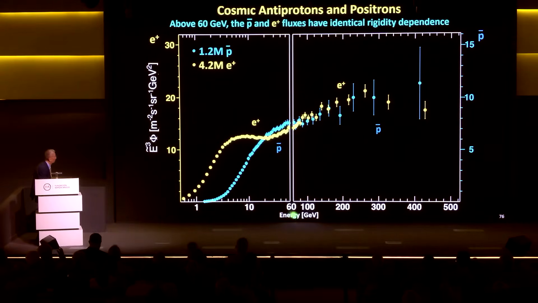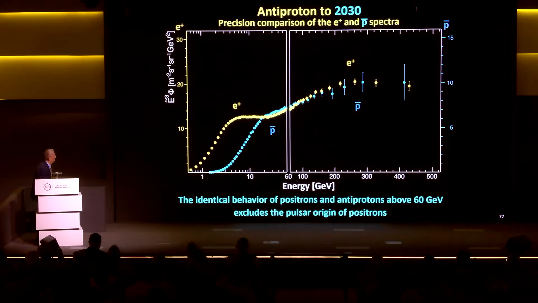About 60 GeV, positron and antiproton spectra are almost the same. By 2030, if the trend continues, they will be exactly the same. If they continue like this, it means the positrons most likely come from dark matter collision, because pulsars do not produce p-bars.